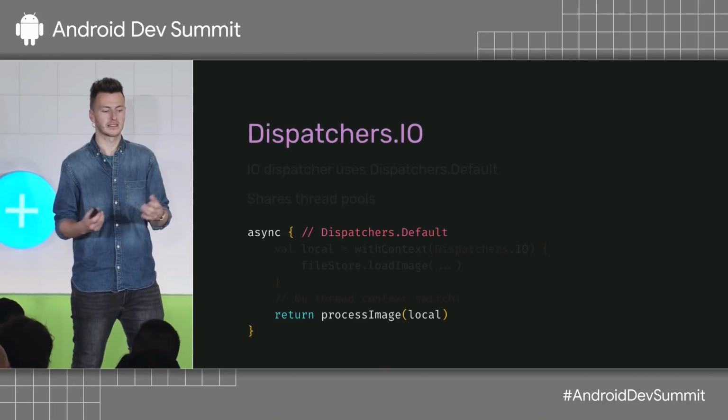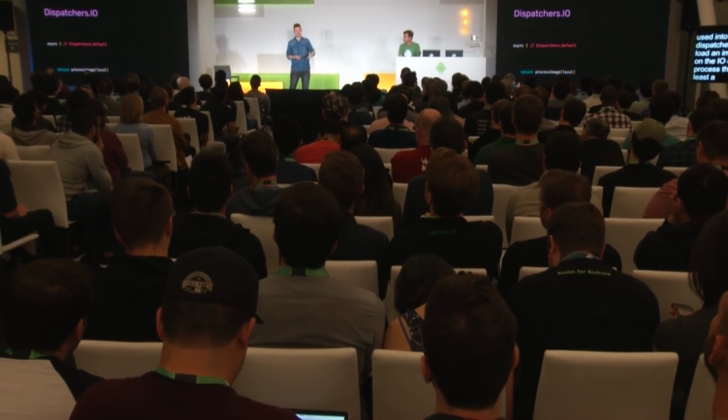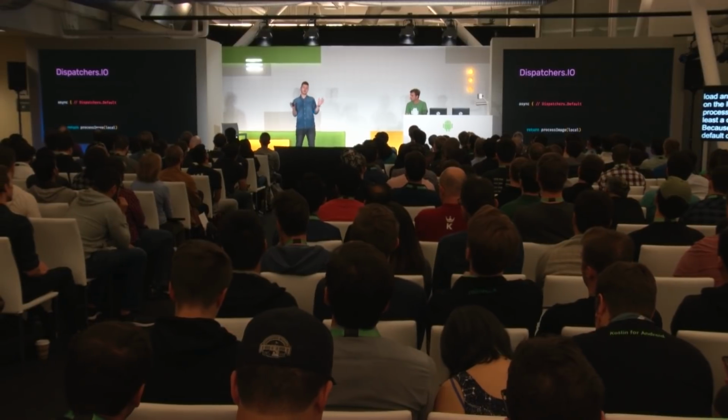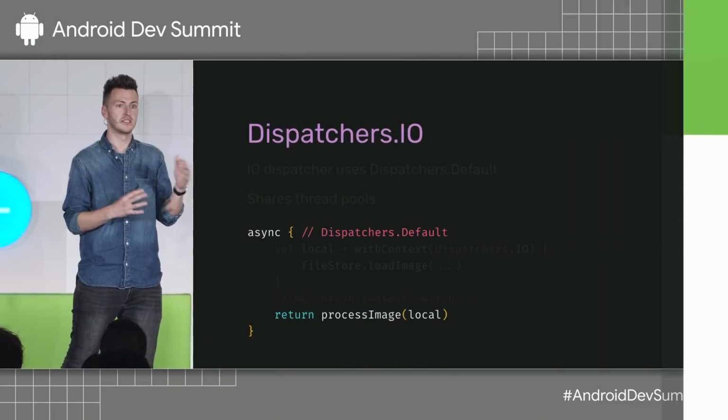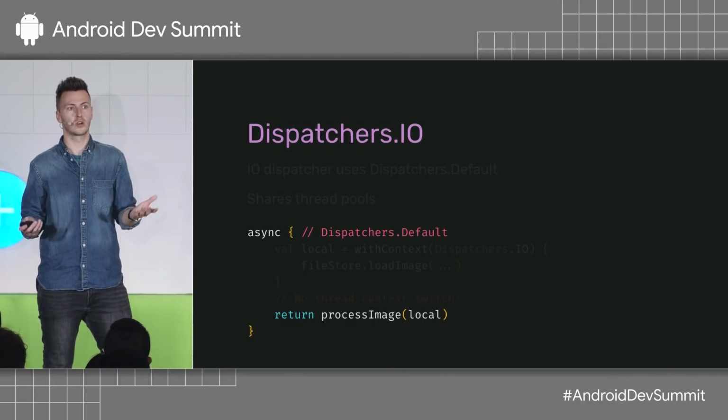It's a computational task. Now, because this is running on the default dispatcher, there is no actual thread switch in there because we're using those shared thread pools. I/O and default use shared threads. So therefore, there's no actual thread switch, which makes it a whole lot quicker.